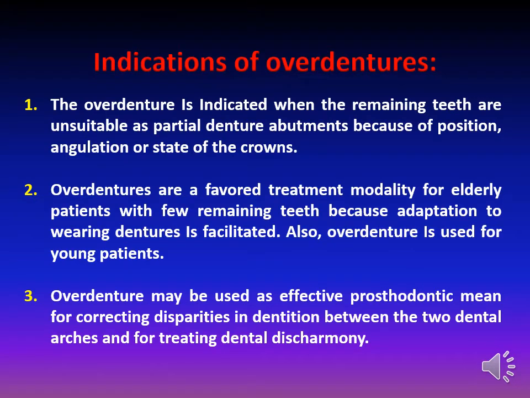Indications of overdenture. Overdenture is indicated when the remaining teeth are unsuitable as partial denture abutments because of position, angulation, or state of the crown, and also unsuitable for fixed prostheses. Overdentures are the preferred treatment modality for elderly patients with few remaining teeth. Also, it is used for young patients.